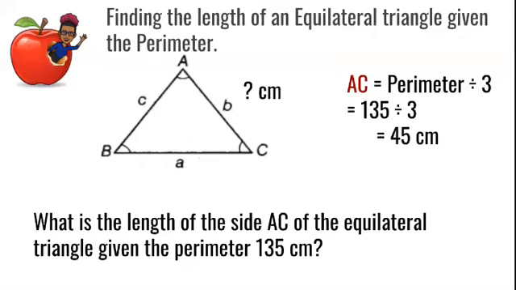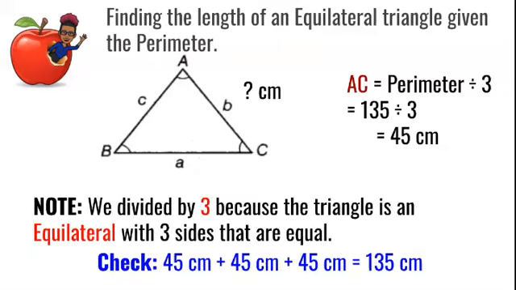Let's work it where we have our perimeter divided by our 3 sides to give us the length of each side. So when we divide 135 by 3, which will be our 3 equal sides of our equilateral triangle, it will give us 45 centimeters. That 45 centimeters represents the length of each side. So side A would be 45 centimeters, side B 45 centimeters, and side C would also be 45 centimeters.